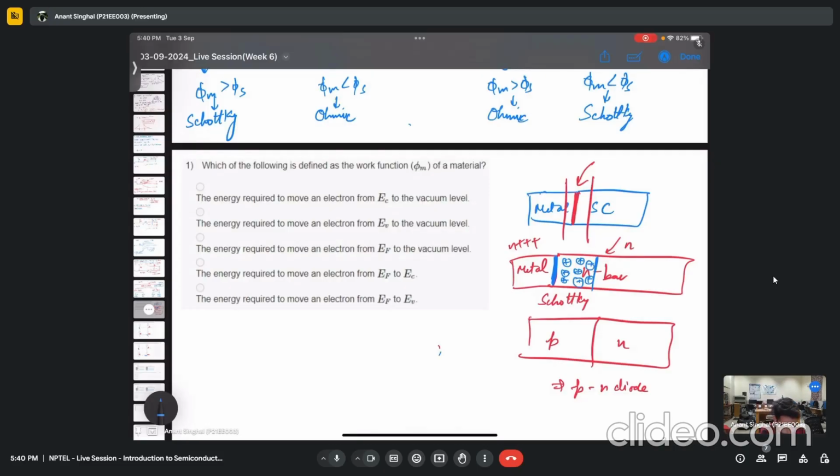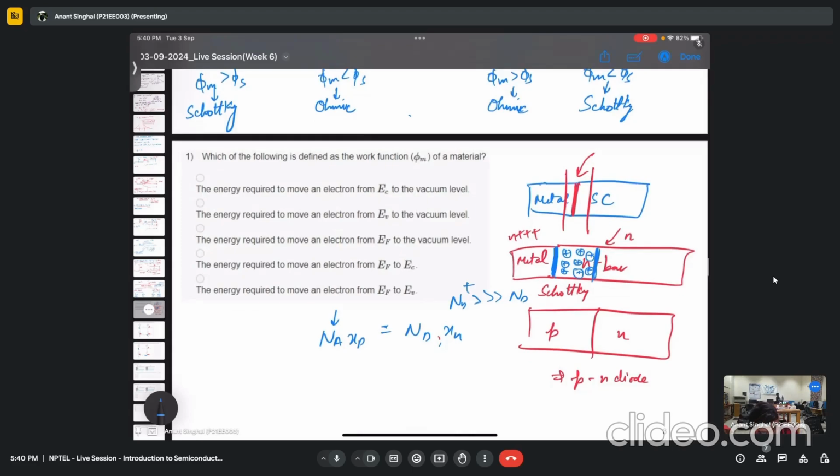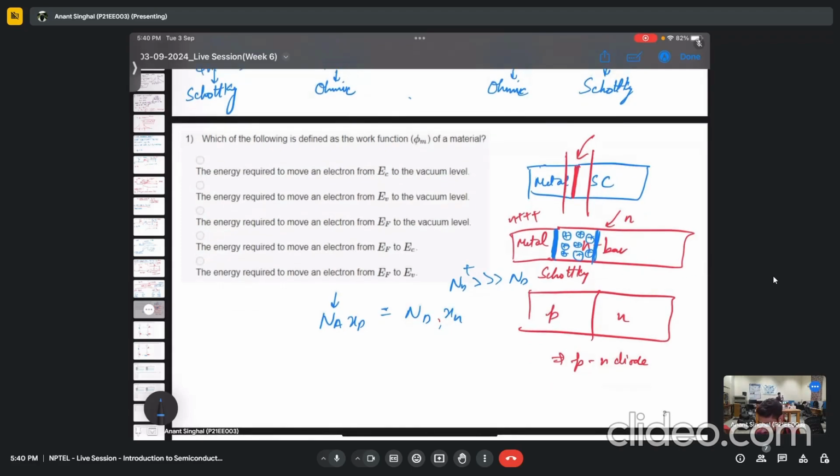For Schottky or for PN we have NA xp equals ND xn. Wherever there is higher doping, we'll have a smaller width. So for metal, this ND plus is very, very much higher than ND. So we have all the depletion region width on the N side. Is your doubt clear? Yes, sir. Okay, fine.